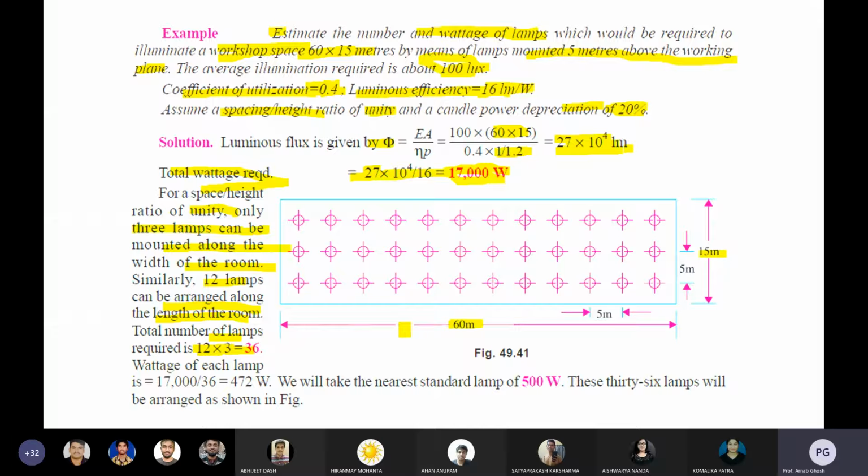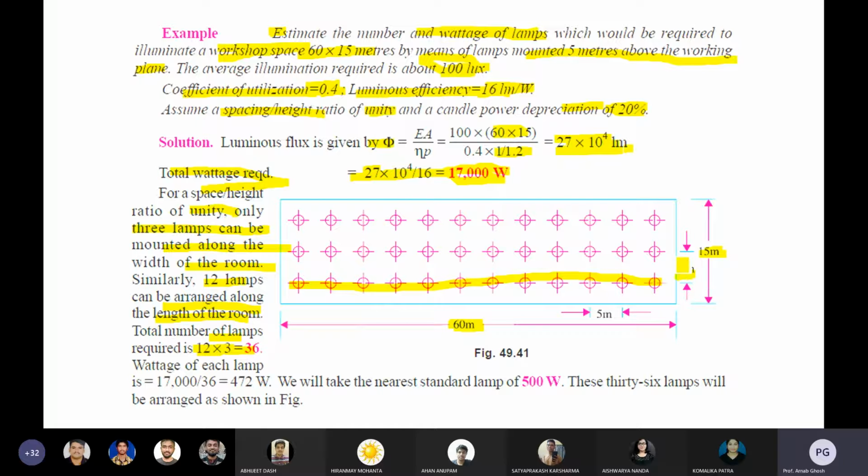Similarly, for the 12 lamps, the spacing is 5. So 60 divided by 5, 12 lamps can be there. Another thing, 15 meter divided by 5 meters is 3, so a maximum of 3 rows you can accommodate. With 12 columns, 12 into 3, that is 36 lamps will be there.